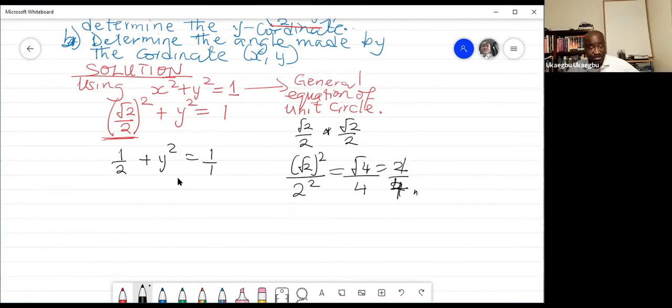Okay, so let's do it one after the other. She said we have to subtract 1/2 from both sides. So we have to do 1 over 2 minus 1 over 2 plus y squared equal to 1 over 1 minus 1 over 2. Is that what you mean? Yes. Okay, thank you. And then 1 over 2 minus 1 over 2 crosses out. So you'll be left with the right side to simplify. So how do we do that?